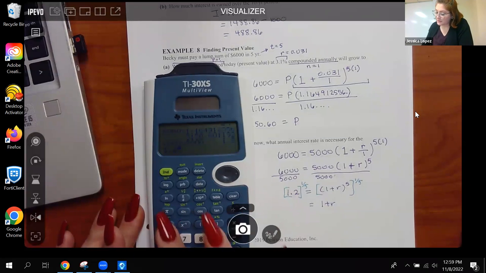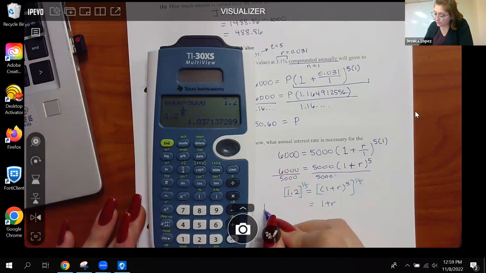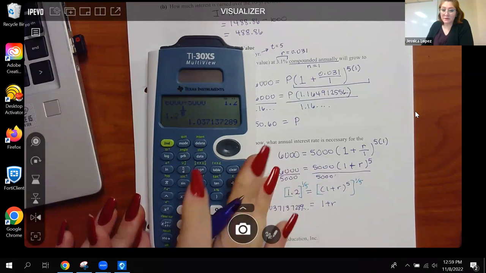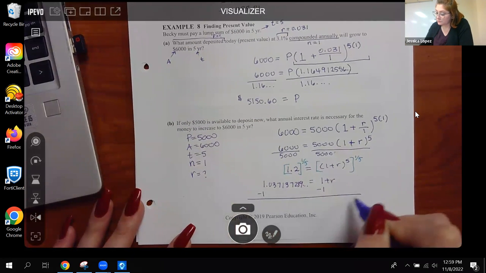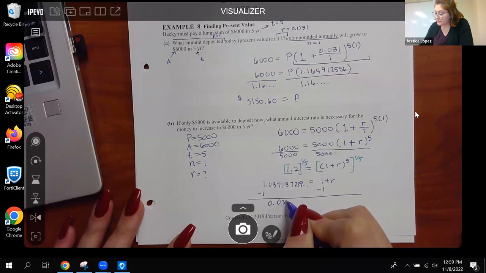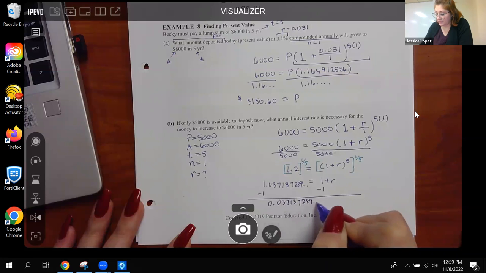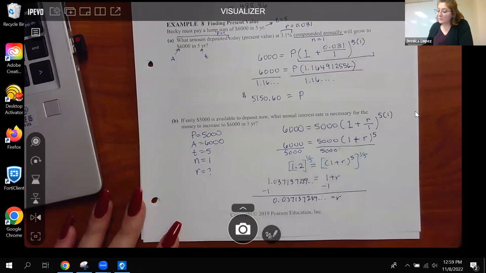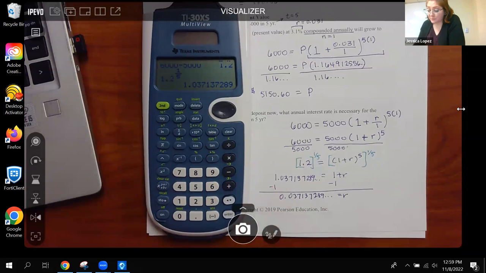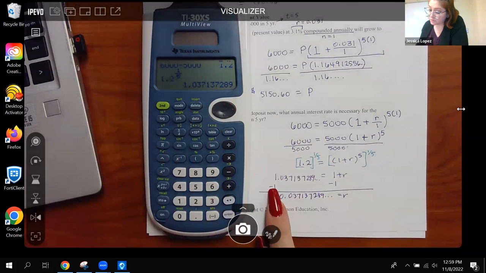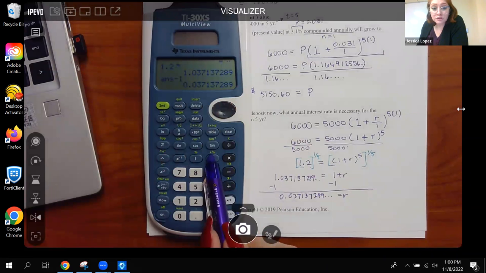But 1.2 raised to the 1/5, I don't know what that is. It's this weird decimal. And it does keep going. My calculator just chops it off at some point. And then if I minus 1, I'm going to get 0.03713728... Okay. Now, normally it tells you what to round your decimal to, your rate, but rate is always in a percent. I don't have it in percent yet. So let me take that number and do the minus 1 to it so I can get this decimal. And then I'm going to convert it to a percent.